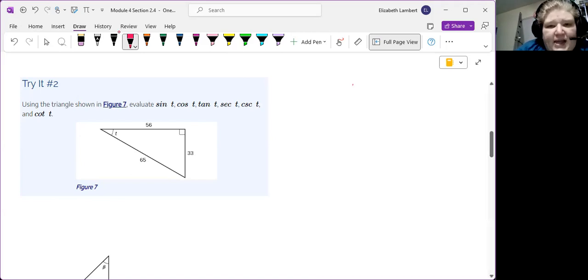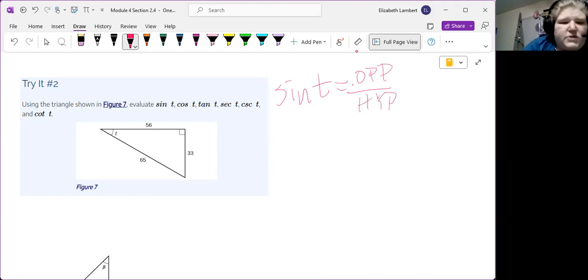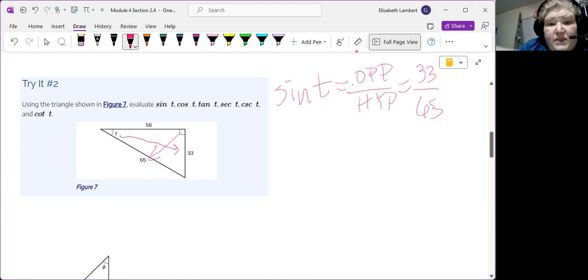So our sine is the opposite side from the angle over the hypotenuse. Opposite from the angle is 33. And then the hypotenuse is always opposite the right angle, so that is 65. So that is our sine.